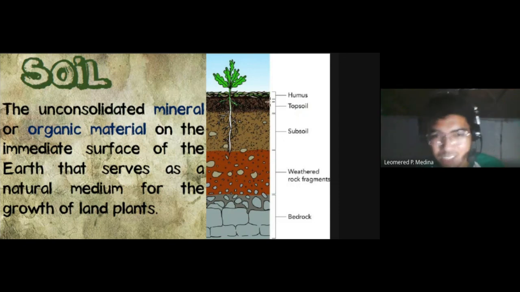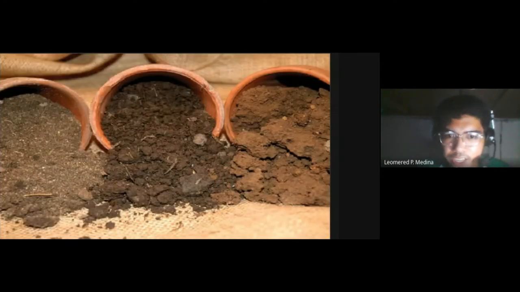Okay, then the next one, the topsoil, which also contains some of the roots to hold these particular plants. Then when it comes to the subsoil, it is now the location where the roots are mostly attached. Then whenever we are talking about soils, there are now three basic types. We have the presence of the sandy type of soil, the presence of clay soil, and the presence of loam soil.